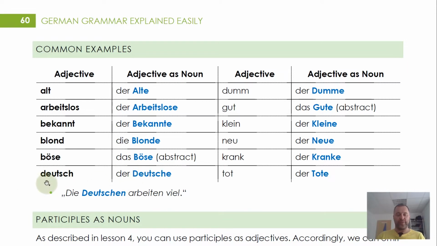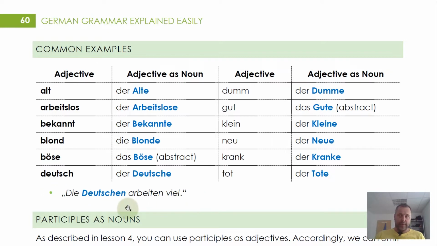And very famous: Deutsch, so German, der Deutsche. This is also an adjective as a noun. So the German person is also adjective as noun. Here you have a few more similar examples, and in an entire sentence: Die Deutschen arbeiten viel. So the Germans work a lot.